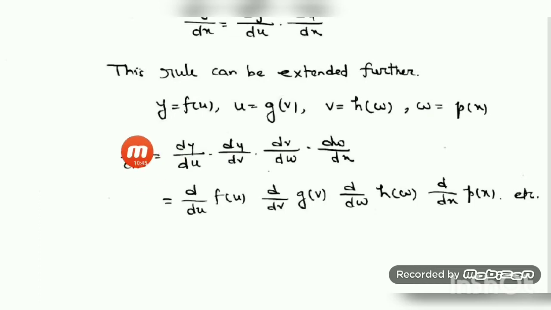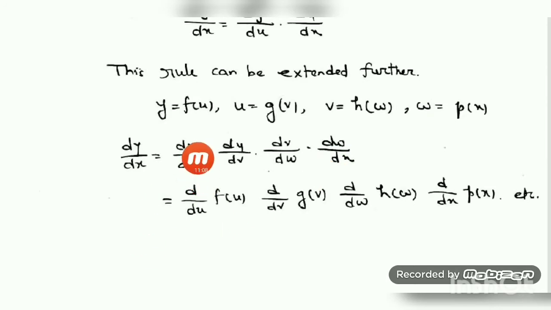So how to get dy/dx? For dy, we have to take derivative with respect to u. Then du, we have to take derivative with respect to v. dv, take the derivative with respect to w. Then dw, you have to take the derivative of w with respect to x. You see, just like these are cancelled out: du, dv, dw, and what is left? dy and dx. Got it?